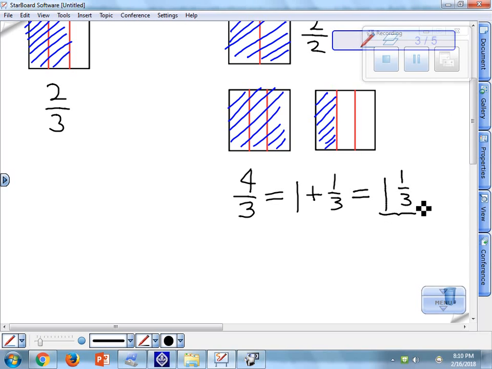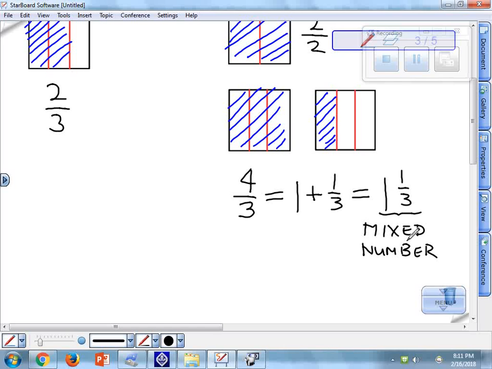This form is called a mixed number, and it's called mixed because we have a whole number piece and a fraction piece. So it's a mixed number where I'm adding a whole number and a fraction. Notice that this particular mixed number, 1 1/3, is equivalent. It's the same as the improper fraction 4/3.